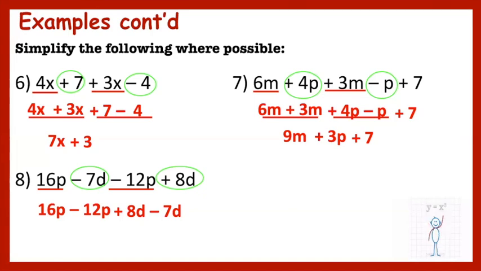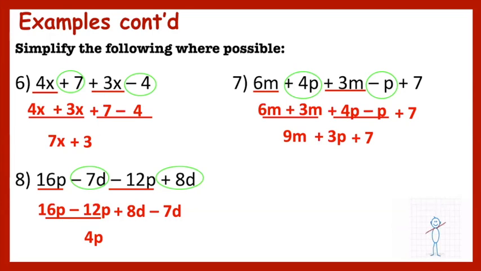Let's go to the next step. The next step, 16p minus 12p, 4p. Good. Now, you see how I wrote this one? I put plus 8d minus 7d. I wrote it because it's best to write the positive number first. Some of you may have written minus 7d plus 8d. That is correct as well.